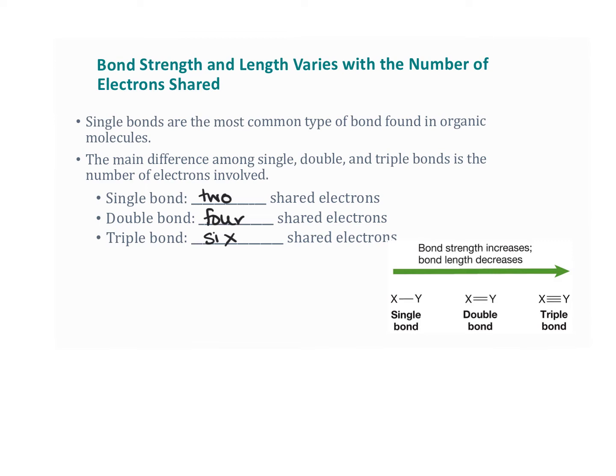Now we can measure bond length and energy too. A single bond here is going to be the weakest and longest, then this will be a little shorter and stronger, and then this will be really, really strong and the shortest length. And so that's some of the things we're going to see. In the next 2 slides, we're going to see a list of average bond energies for a variety of different bonding partners in organic species.